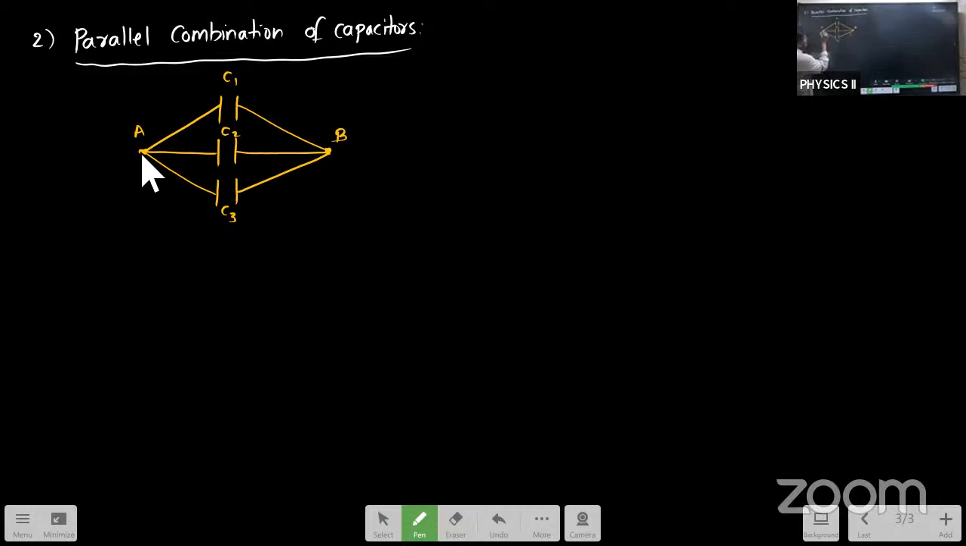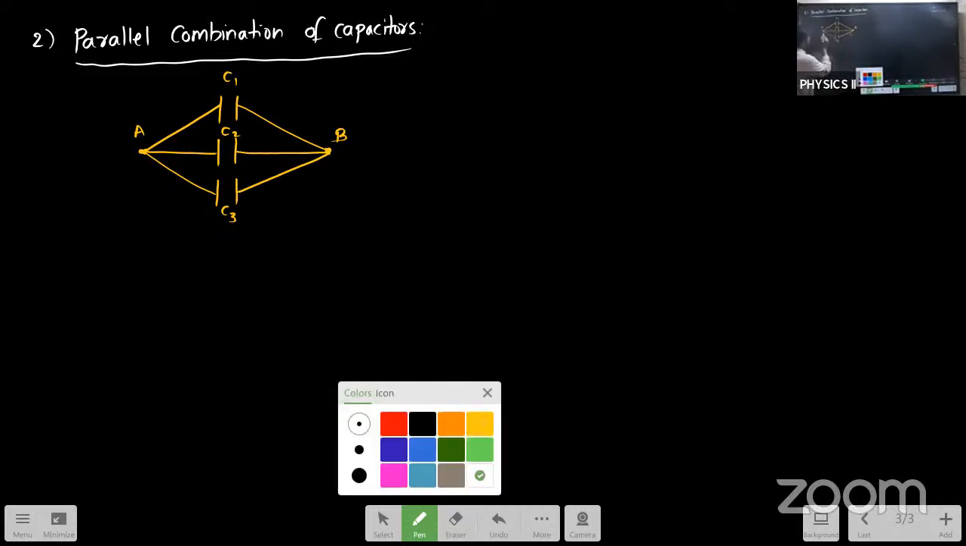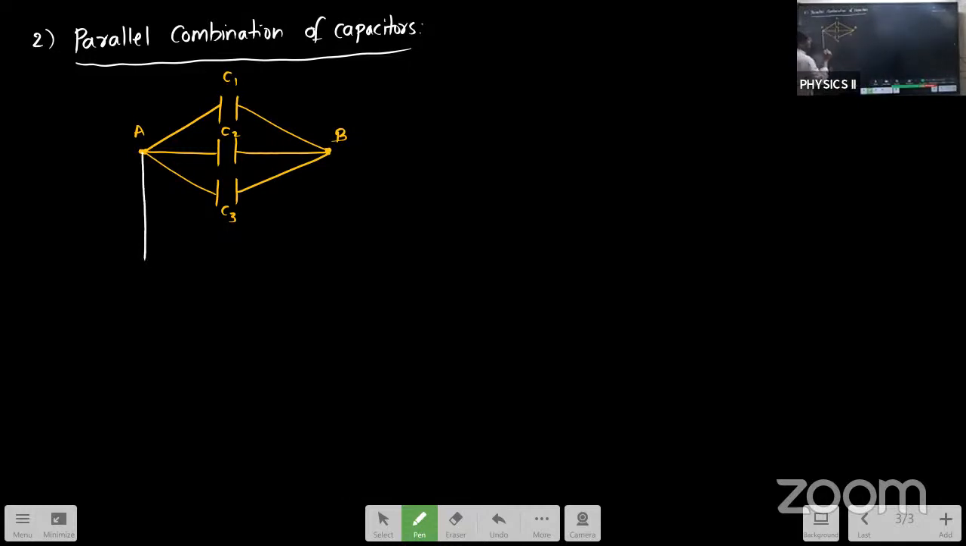Again, what I am doing is connecting this terminal A to the positive potential, and this terminal B to the negative potential of the battery, which has some potential V. Now carefully see here, we are going to obtain an expression. I have considered three capacitors arranged in parallel, and all the one-side terminals are connected to the positive terminal of the battery. All the second plates of the capacitors are connected to the negative terminal of the battery.